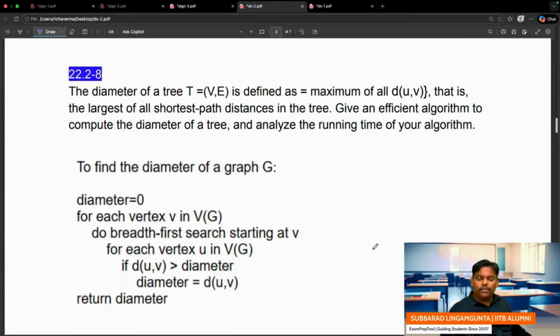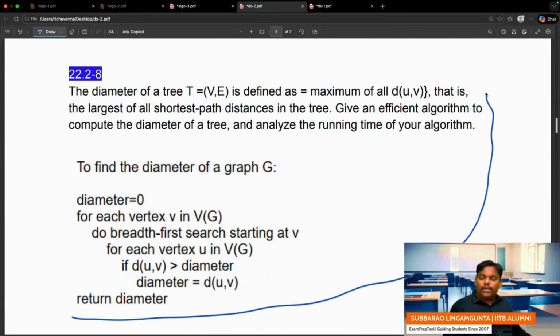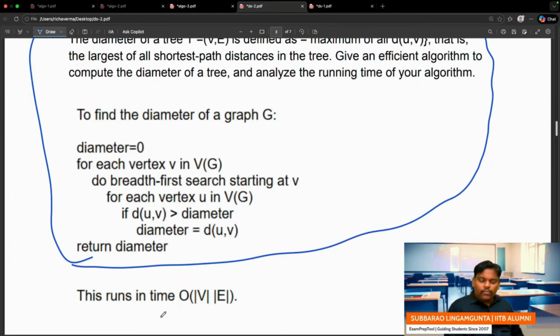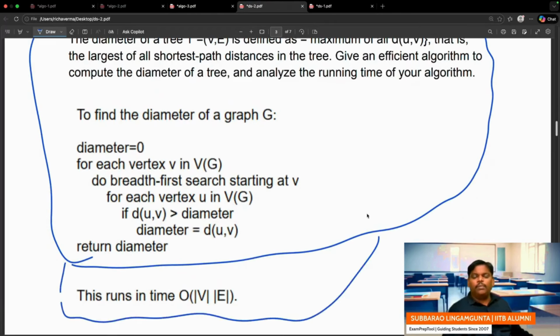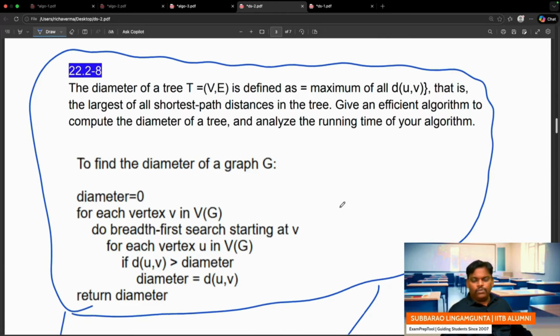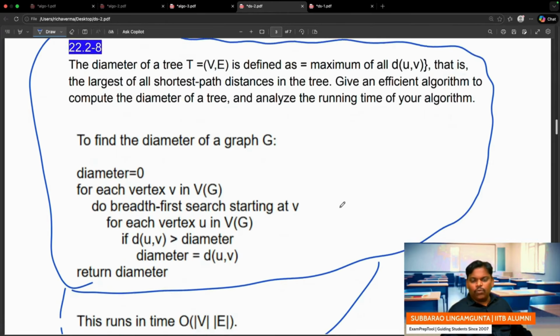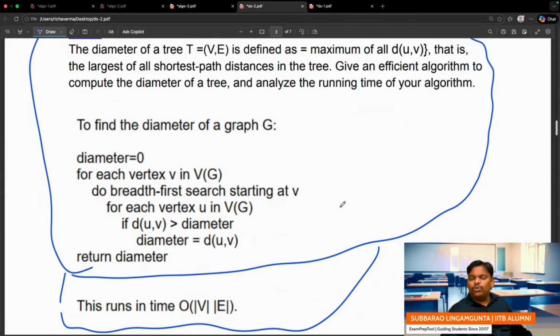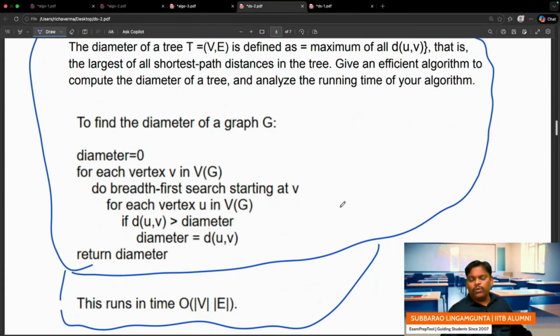So this is one more: diameter finding. How to find the diameter of a graph, and the diameter of a tree. The time complexity of this one is order of VE. Fine. Read this also from the core main directly, which I have given. I don't have time to explain here. Please go through it one time.